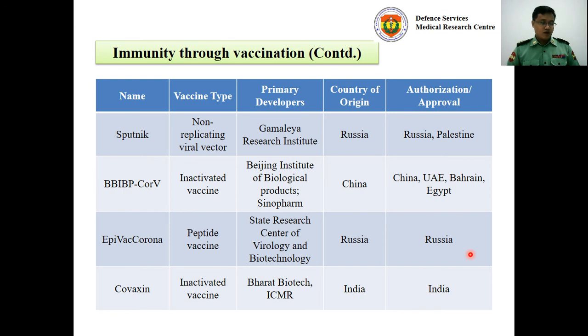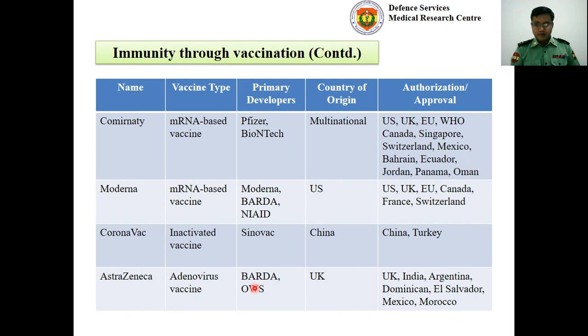Now, many types of vaccines are produced. Russia, Sputnik, non-replicating viral vector vaccine. India, Covaxin, inactivated vaccine type. United States, Moderna, messenger RNA vaccine type. United Kingdom, AstraZeneca, adenovirus vaccine type.